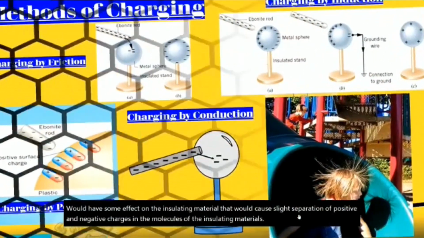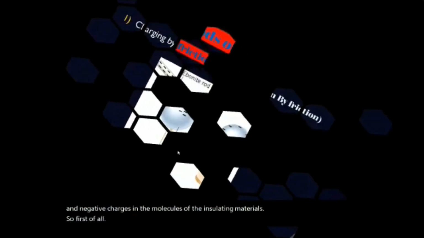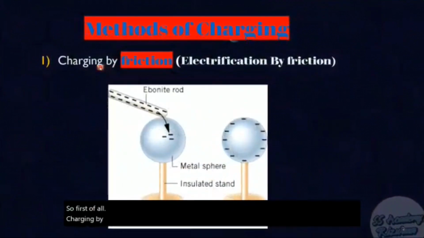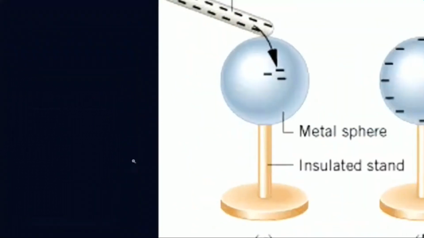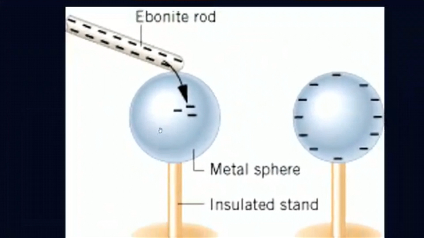So first of all, charging by friction. In case of charging by friction, two objects are rubbed against each other. Let's have a magnified view here. So what happens?